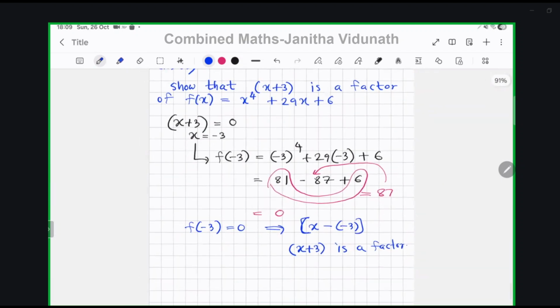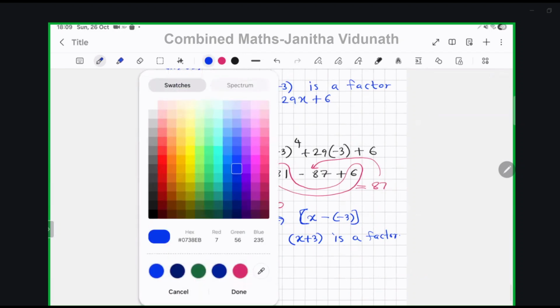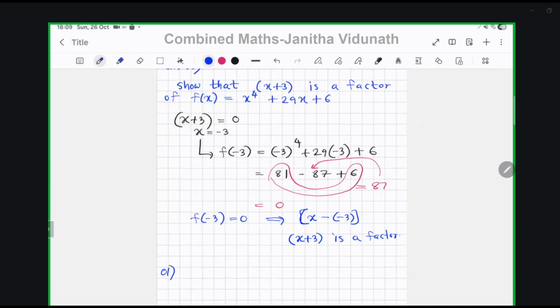Okay, write down this one, and now I will give a question to you all. Try this question and send me the answers. First write down the example, then write down this question and send me the answers. Show that x plus k is a factor of f(x) = x cube plus 4k.